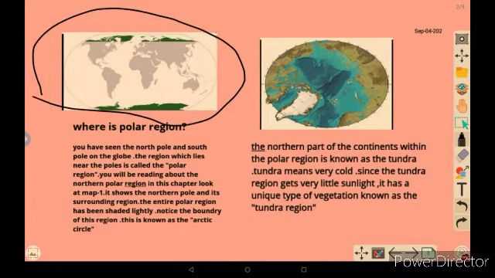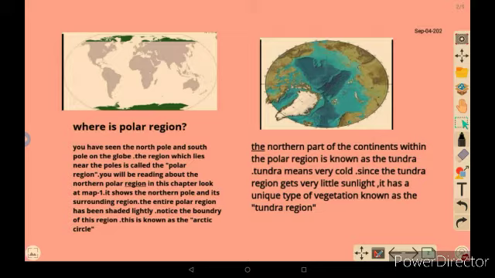So let's locate it. It shows the northern pole and its surrounding region. It shows the polar region, children. What is the polar region? The greenish shaded part is the polar region. The entire polar region has been shaded lightly. It is shaded here lightly, and also here the greenish part is shaded. So the entire polar region has been shaded lightly.